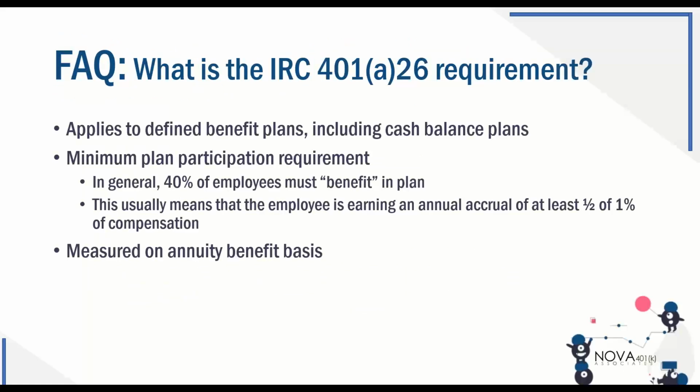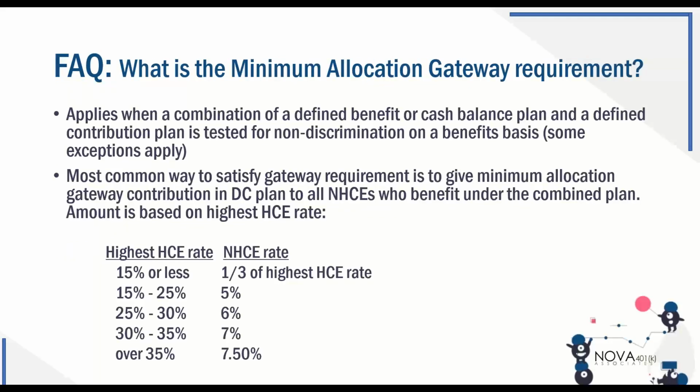There is a minimum coverage requirement in cash balance plans. You have to benefit at least 40% of the employees. So if you have a husband and wife with 3 employees, that's 5 times 40%. You can just cover the husband and wife. But once you add another employee, you have 6. Now you have to have one of the employees benefiting. So there is that basic coverage.